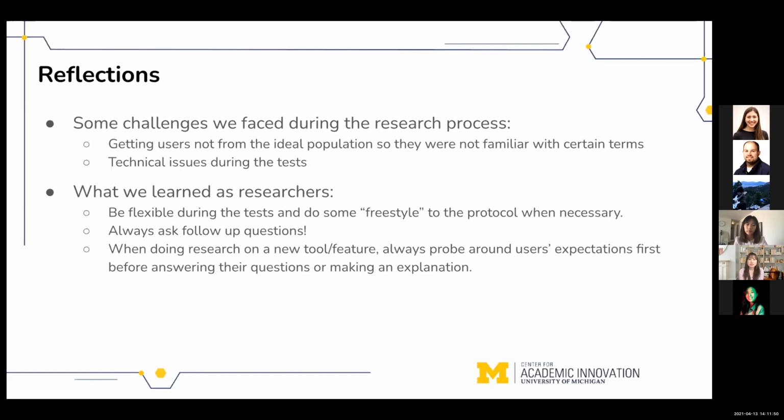Some challenges we faced during the research process were getting users who were not from the ideal population, which was Ann Arbor students. We had some students from Dearborn, and they use different terms on the university's system, so they were not familiar with the terms that we use on the Atlas schedule builder. That was kind of challenging for us. We also had technical issues because we conducted usability testing through Zoom.